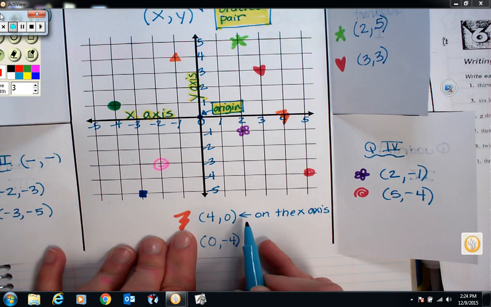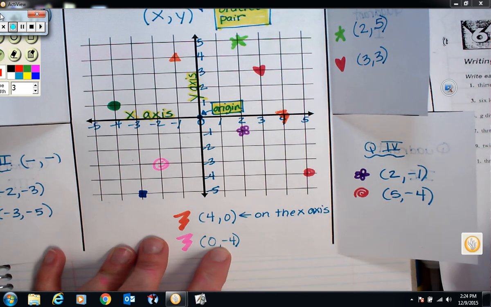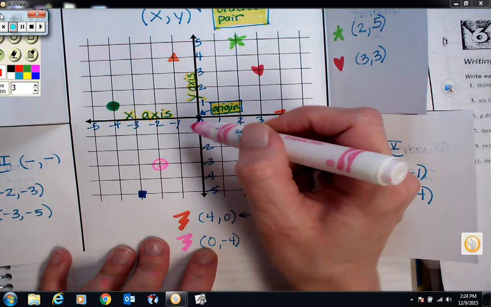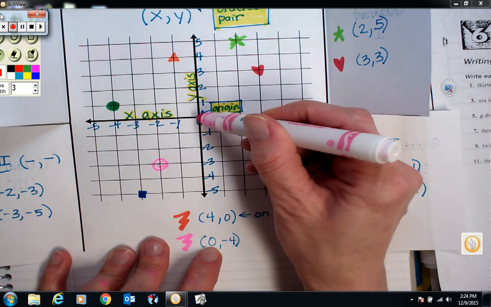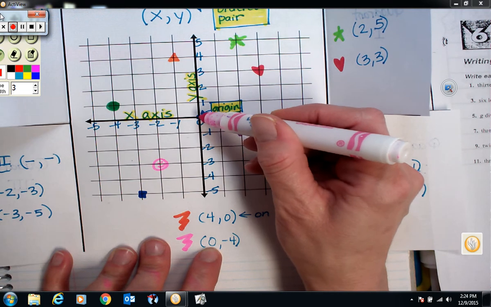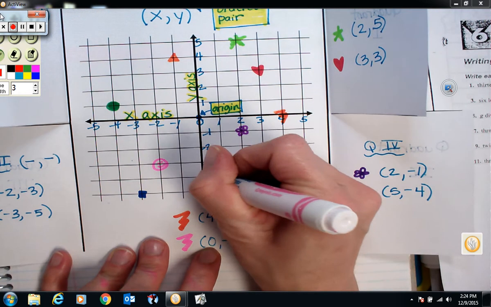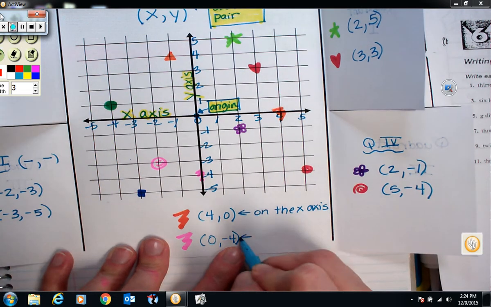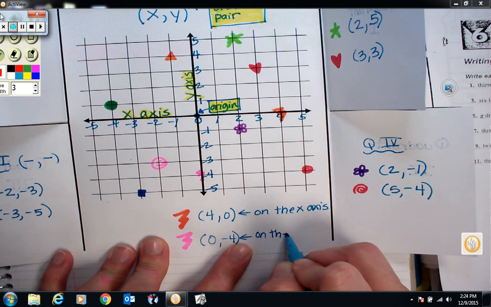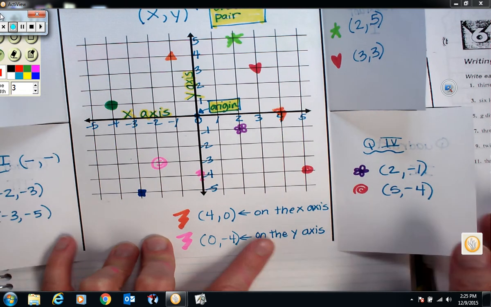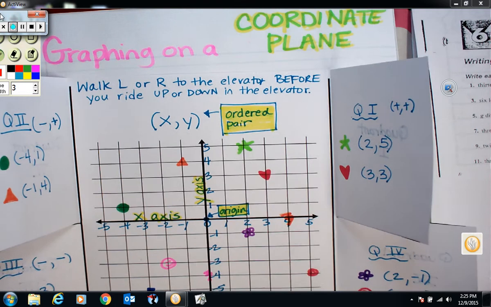So anytime that I have a 0 for a y value, those points will be located on the x-axis. Then you can probably predict what will happen if the x value is 0. I'm not going to move left or right at all, and I'm actually going to move down to -4 on the y-axis and put a pink lightning bolt there. So that means that this particular point is actually on the y-axis. And there you have graphing on a coordinate plane.